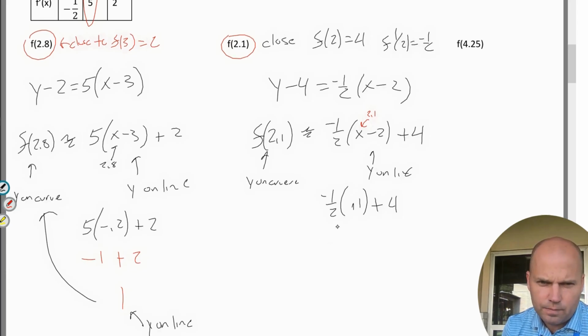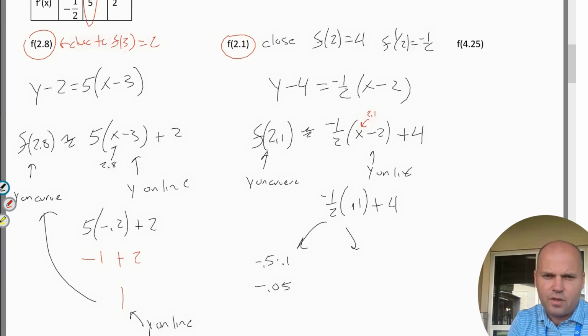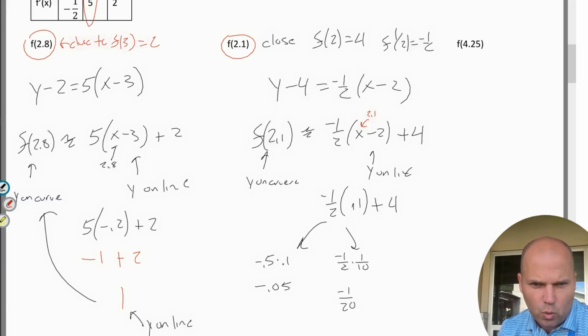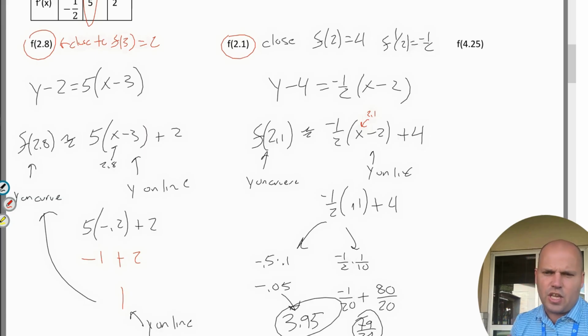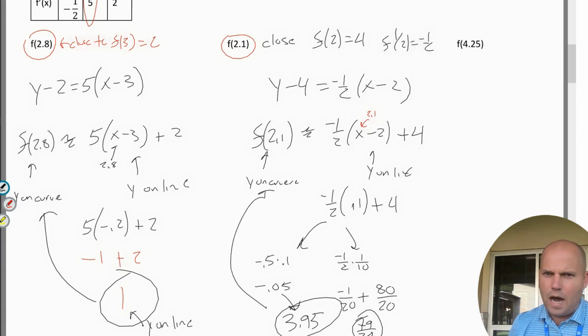I'll show you just 2 different ways to do this. You could do negative 0.5 times 0.1, which is negative 0.05. You could also turn 0.1 into 1/10. Negative a half times 1/10, you get negative 1/20. Then if you're adding 4, it's probably easy to see this is 3.95. You would do this: if you're adding 4 with a common denominator, you'd add 80/20, and you get 79/20. Okay? This is a y on a line that is approximating a y on a curve.